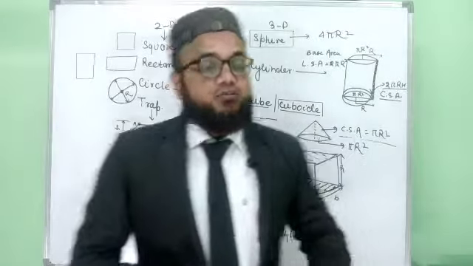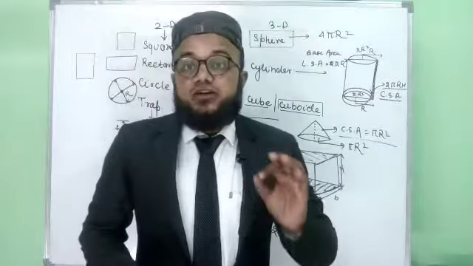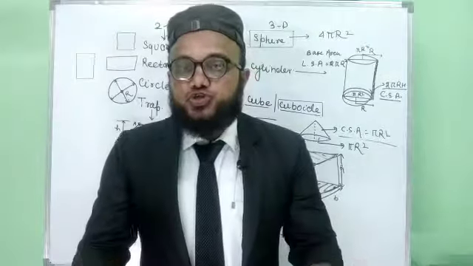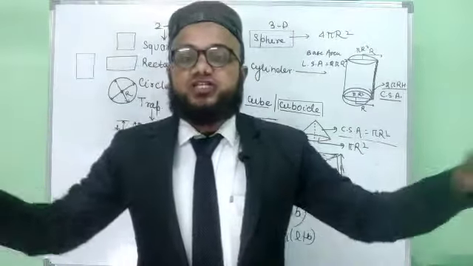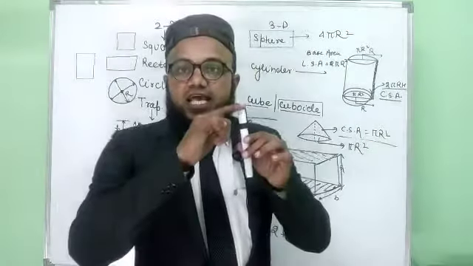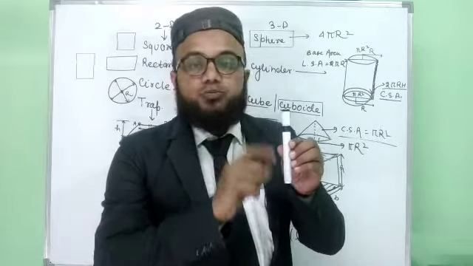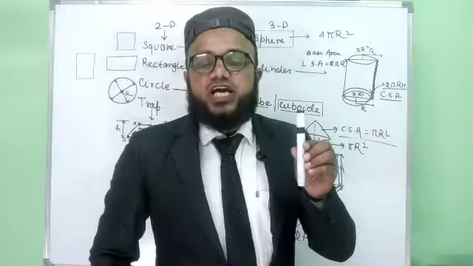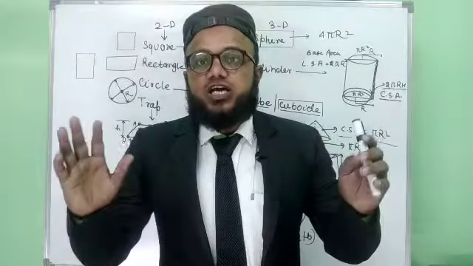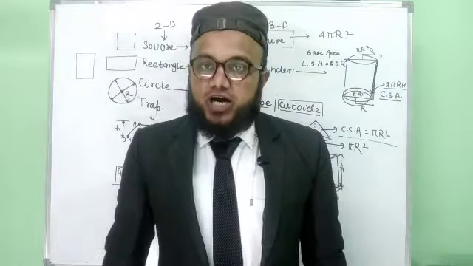It may be the curved surface area, the base area, or the surface area. When the question asks about the surface area, we have to calculate the total surface area, where the base area and the curved surface area are added. The base area of the cylinder is 2 pi r square and the curved surface area is 2 pi r h. We add these two to calculate the total surface area.